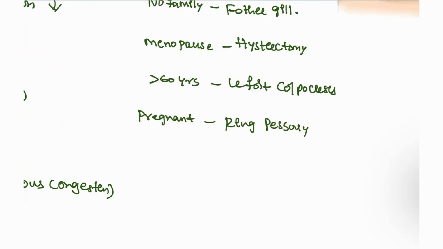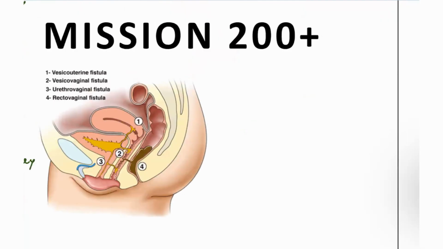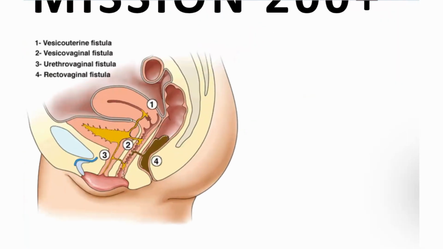Okay, remember this. Next, moving on to the fistulas. First, you can see here the first one. What is this condition? Vesicouterine fistula. So it is the connection between the bladder and uterus. Next, the second one you can see is the vesicovaginal fistula. So again, it is between the bladder and vagina.